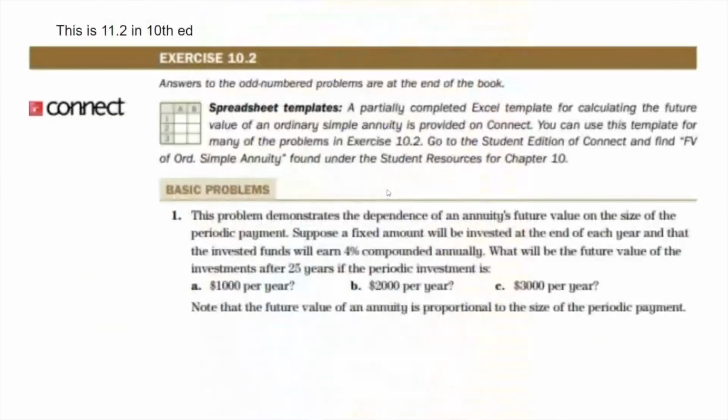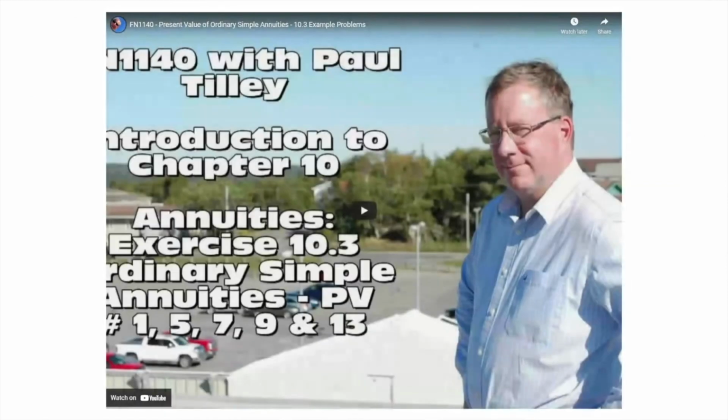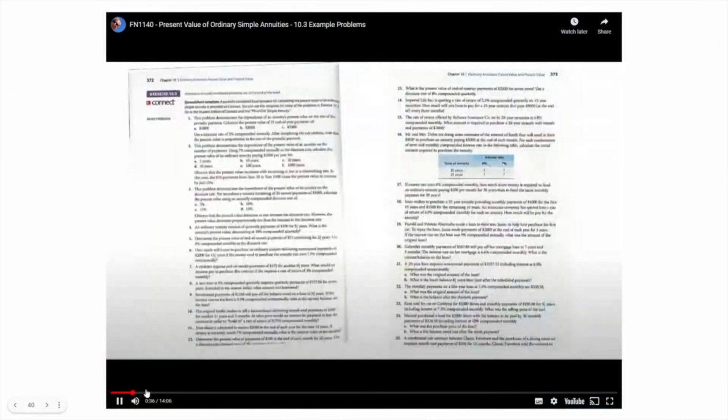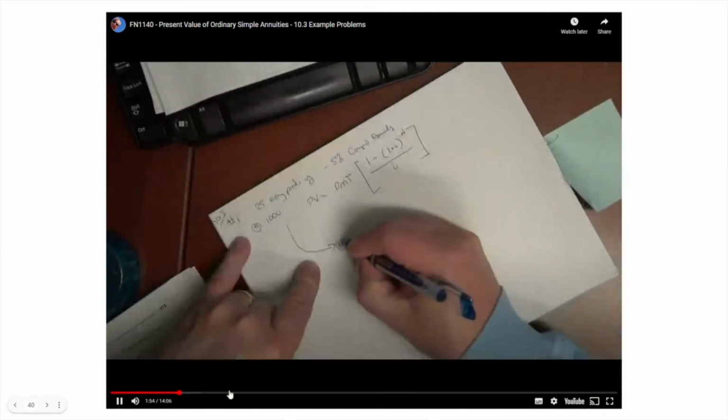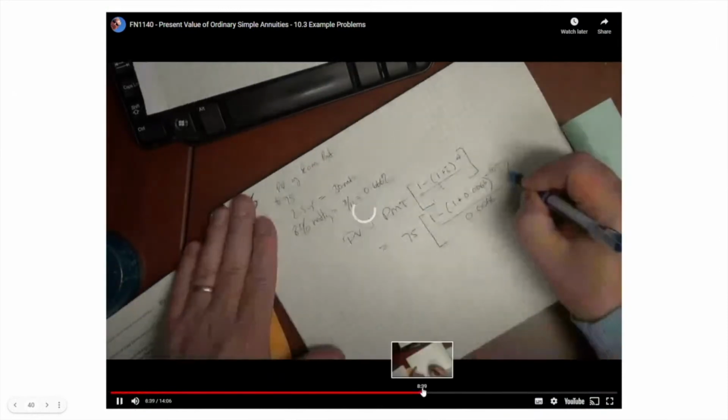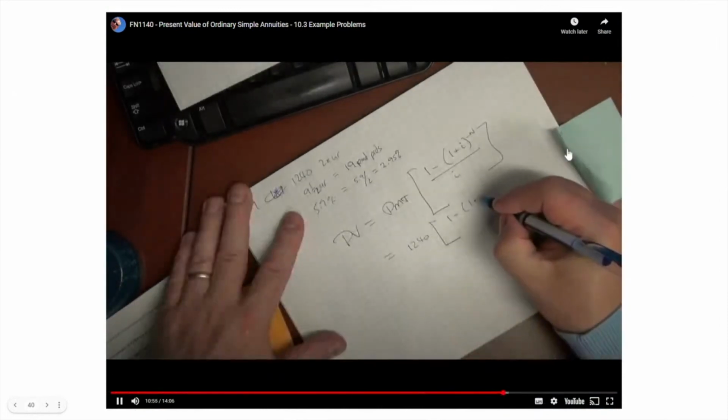If you look in the course, you will find that I have all of these worked out in video, these examples that I have here. So I've done 1, 5, 7, 9, and 13. So there it is right there. You can see the actual workouts. So if you want to see the mechanics of how it's done, I have it gone through in great detail right there. Any questions?